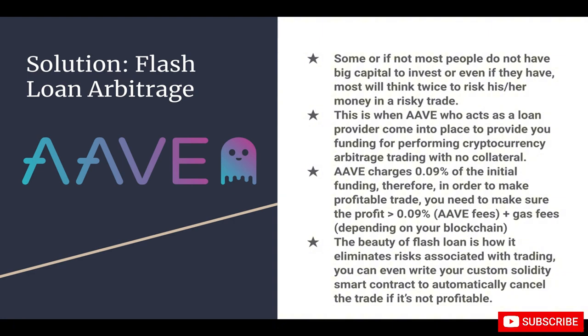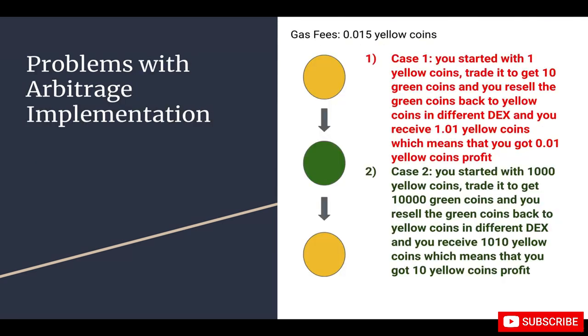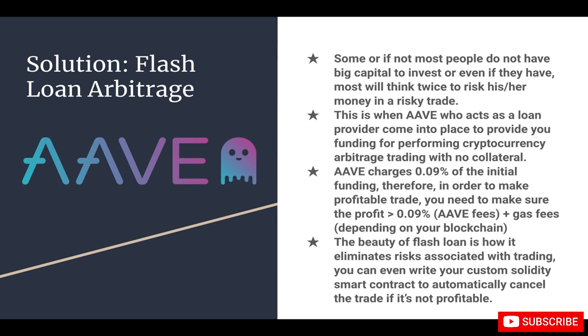Welcome back to the course, guys. In this video, we're going to be talking about the solution. So it's still a continuation of the previous video. In the previous video, we discussed the problems with arbitrage in cryptocurrencies. And don't worry, there's a solution to overcome the problem, and it's called Flashloan Arbitrage.